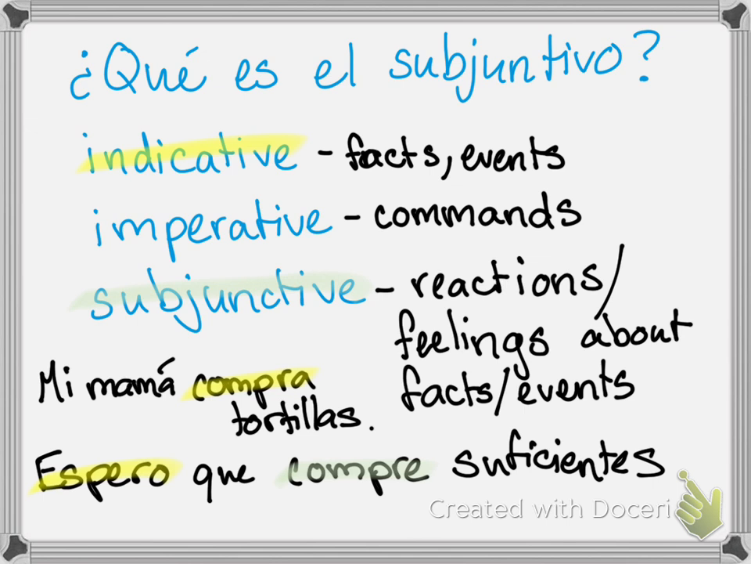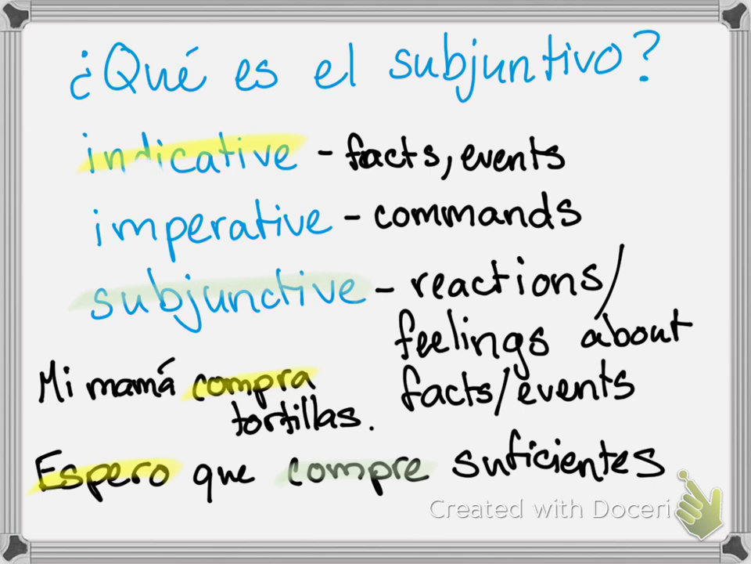So mi mamá compra tortillas, I have the indicative. Espero que compre suficientes, I have the indicative with espero, and the subjunctive with compre, because I'm not talking about the fact that she's buying tortillas now. I'm talking about how I feel about her buying the tortillas. My reaction is, I hope she buys enough. That's our subjunctive. So the subjunctive appears in a subordinate clause.